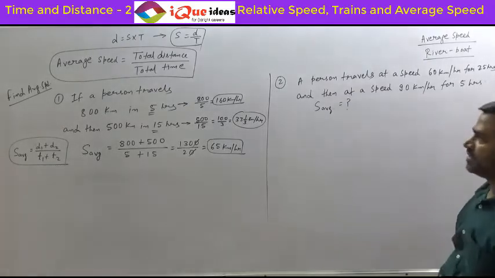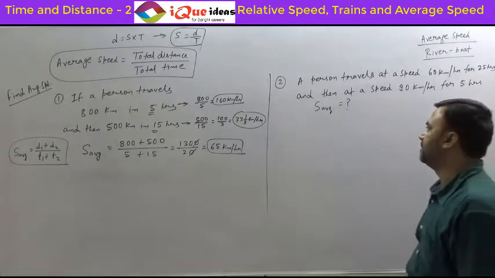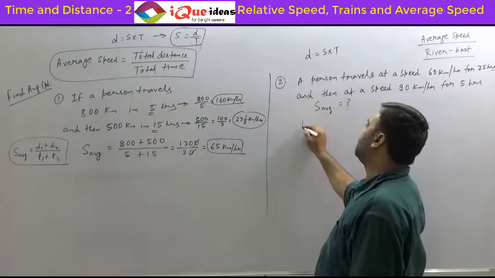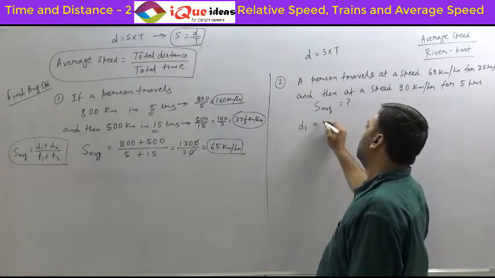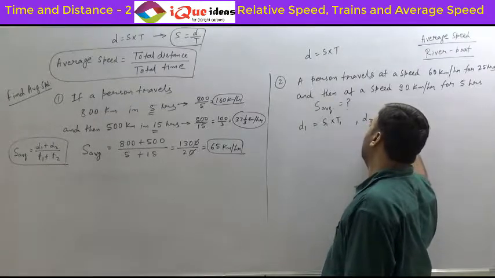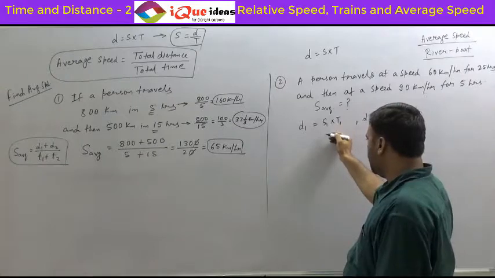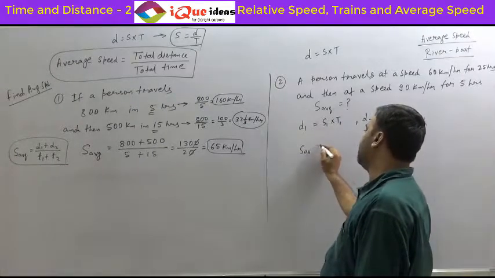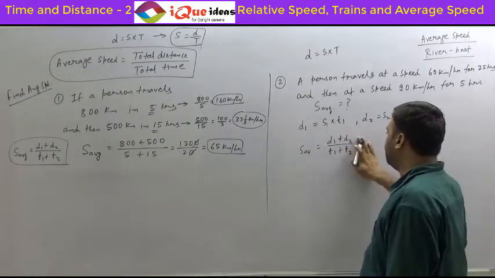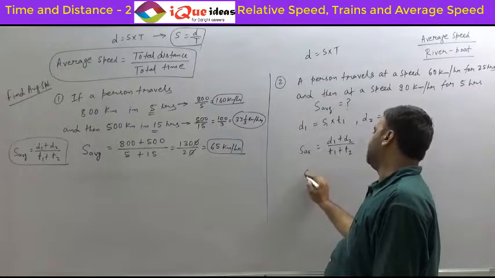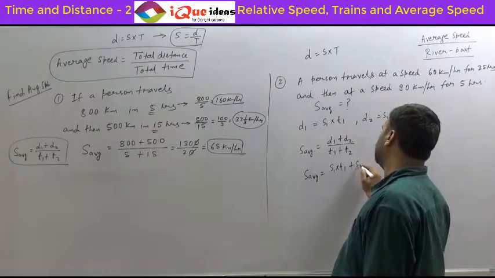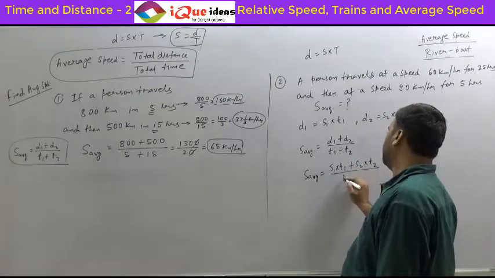Alright. Now in this case, distances are not given, so we have to calculate the distances first. Right? We know the distance is equal to speed into time. So the first part, distance D1 is equal to S1 into T1. The second part D2 is equal to S2 into T2. So either you calculate here or you directly write S average is equal to D1 plus D2 by T1 plus T2. Right? Now in place of D1 and D2, you can write these expressions. So S average will be equal to S1 into T1 plus S2 into T2 divided by T1 plus T2.